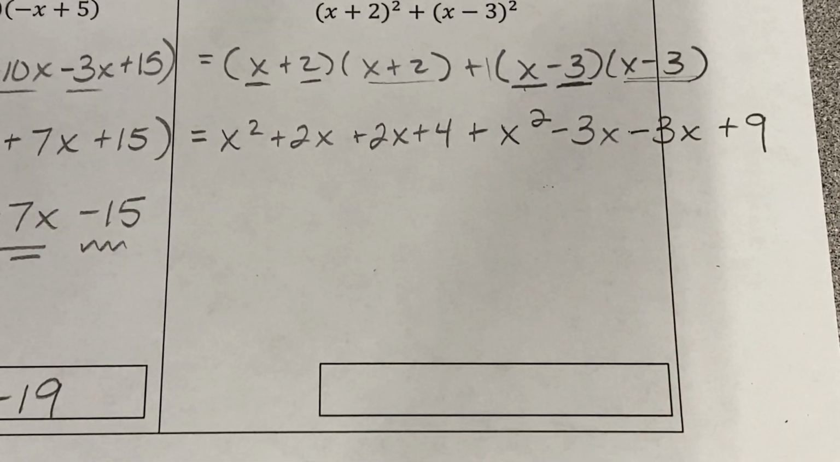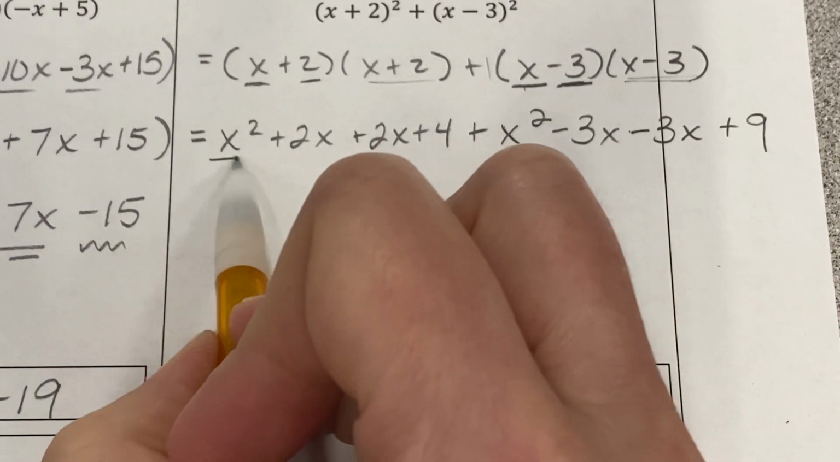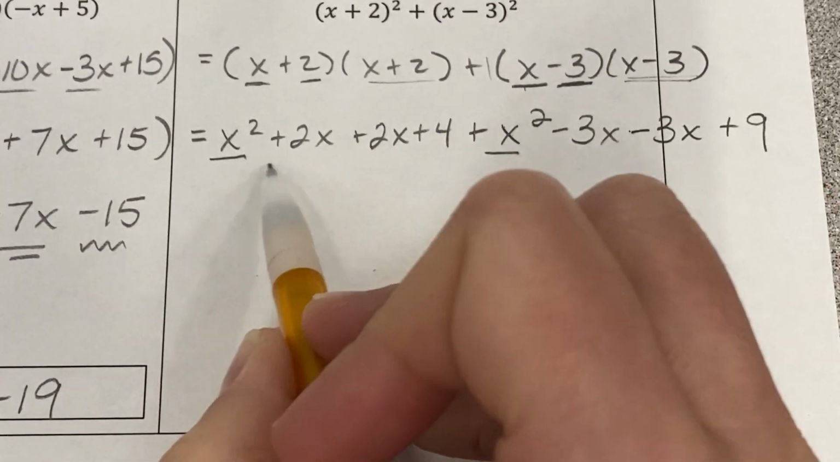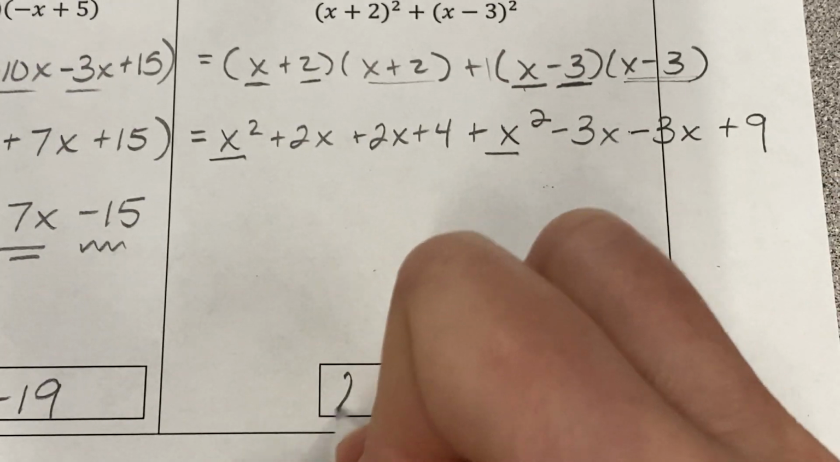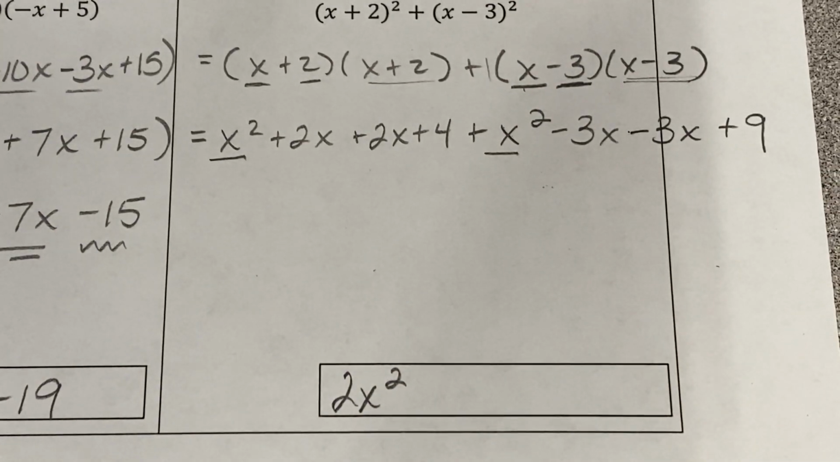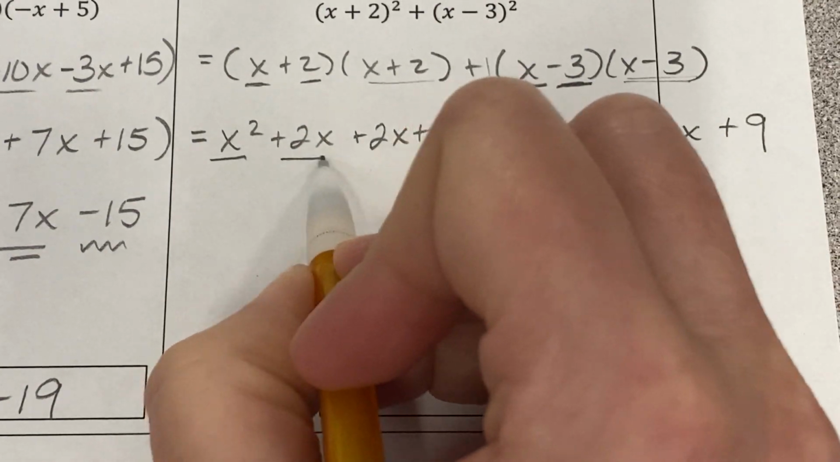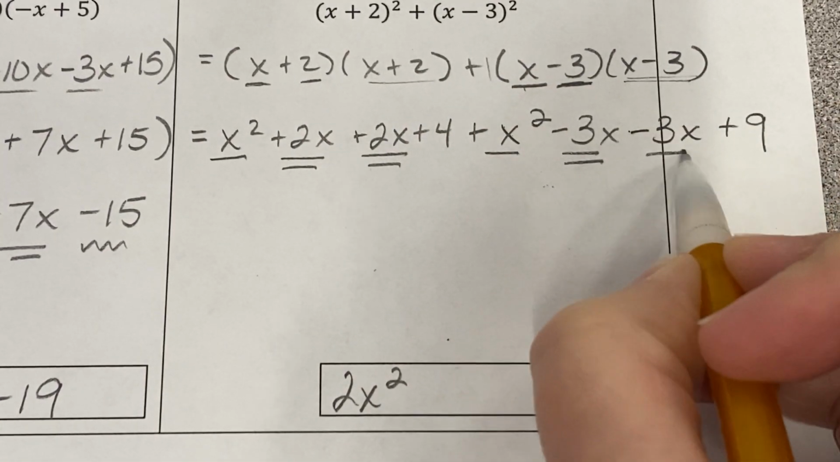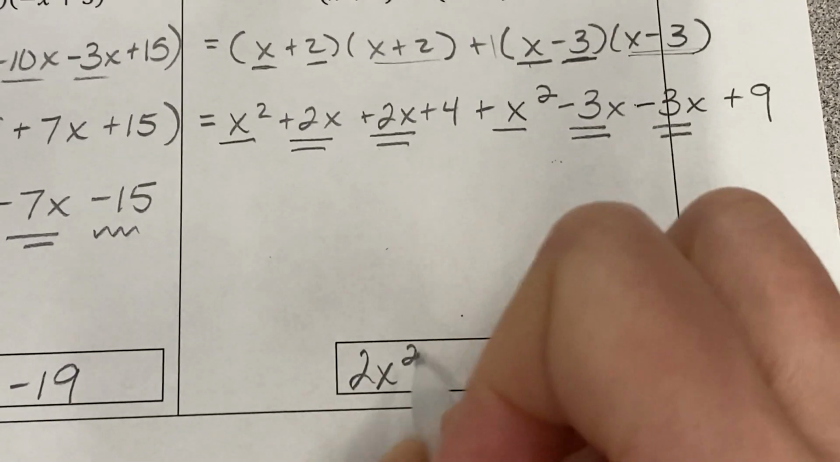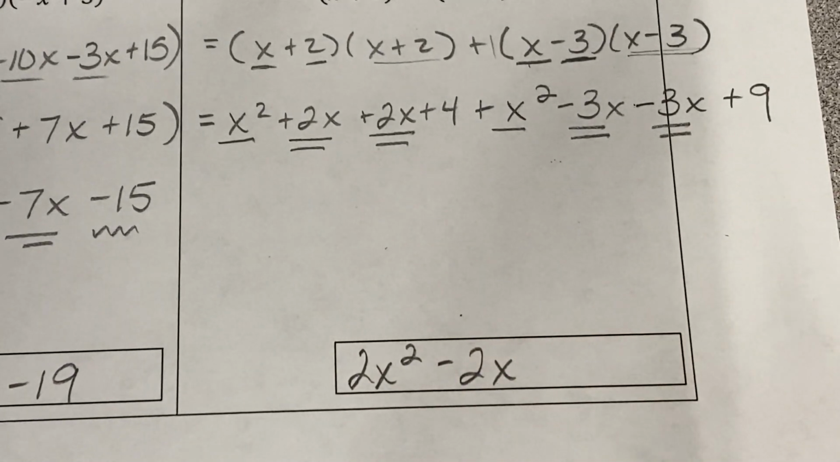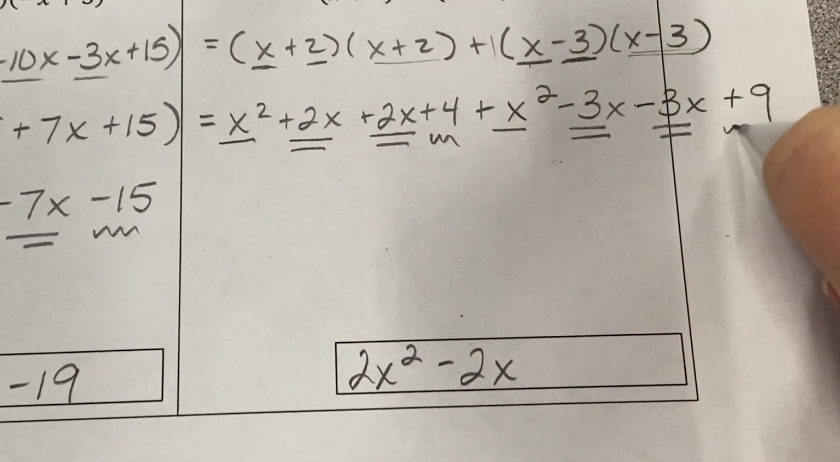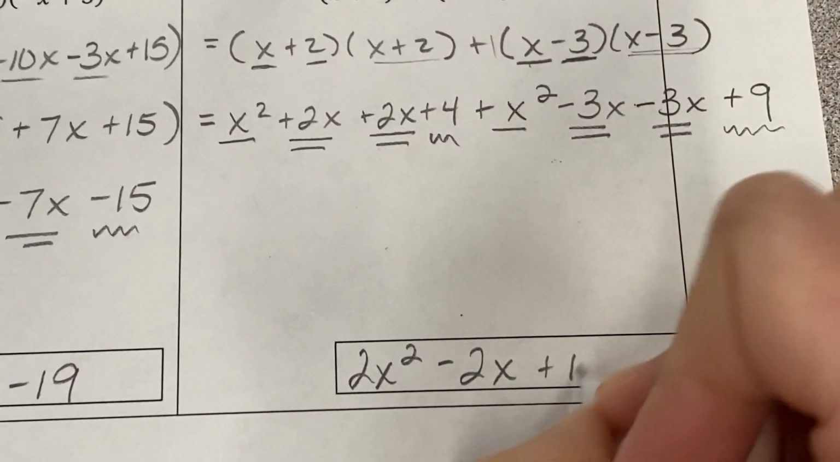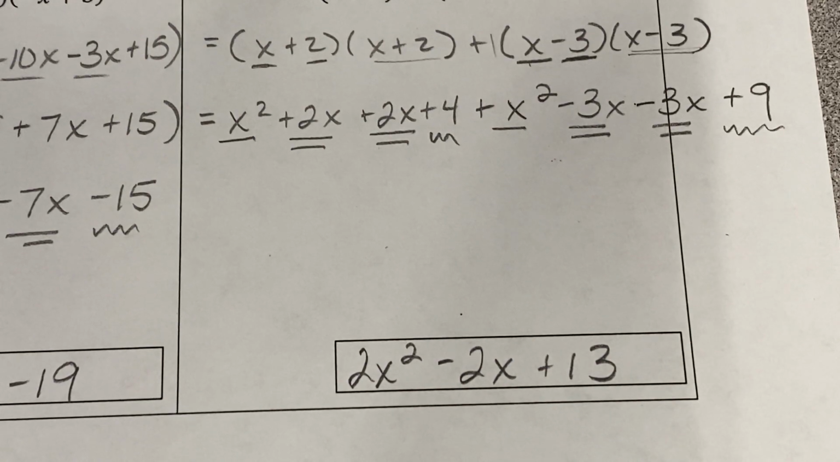All right, combining like terms. 1x squared plus 1x squared is 2x squared. 2x plus 2x minus 3x is negative 2x. And 4 plus 9 is 13. Whew. Okay, that's that page.